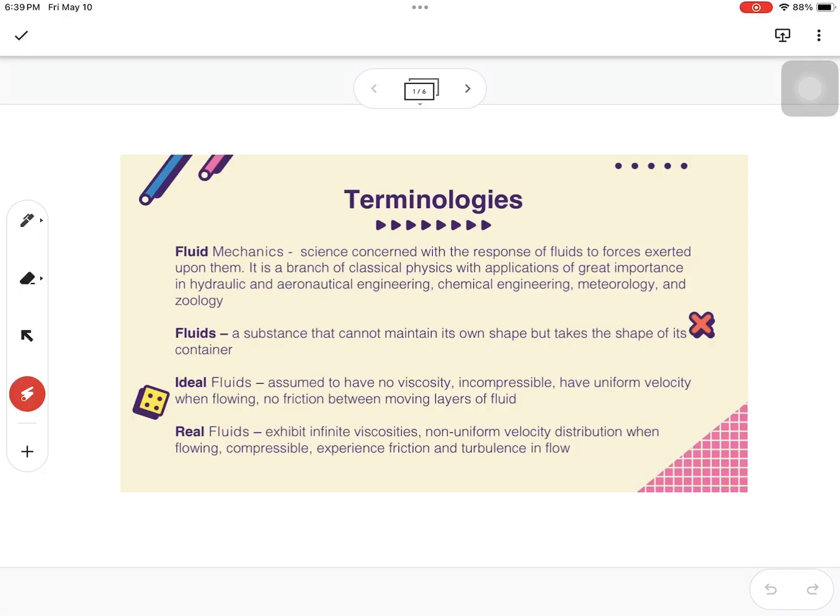For our second lesson in physics, we'll be tackling fluid mechanics. It is a branch of physics that deals with the study of fluids, at rest and in motion. It is used in different fields of engineering. Fluids are substances that can flow and do not maintain a fixed shape.